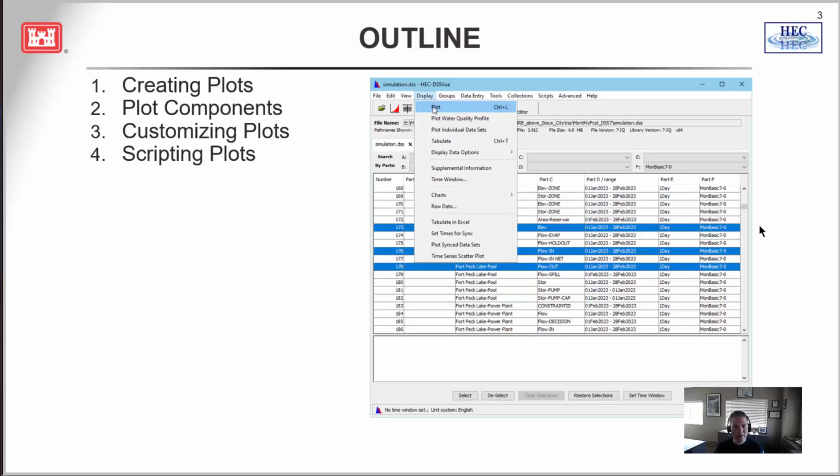There's going to be 4 sections in this presentation: creating plots, plotting components, customizing the plots, and scripting capabilities.